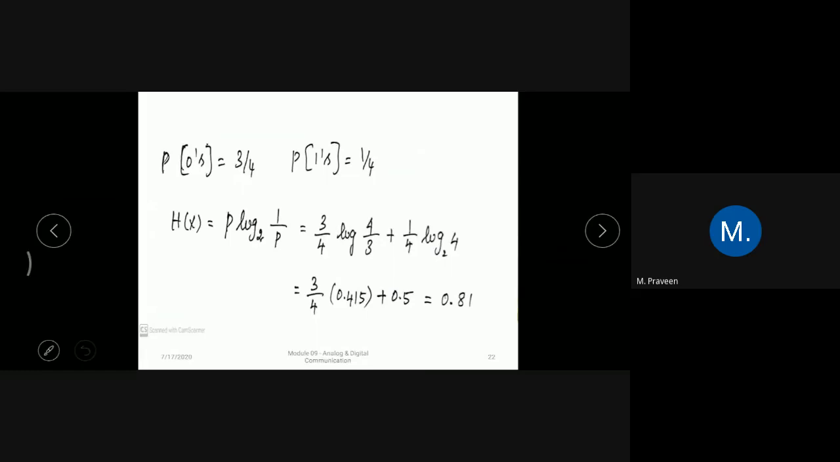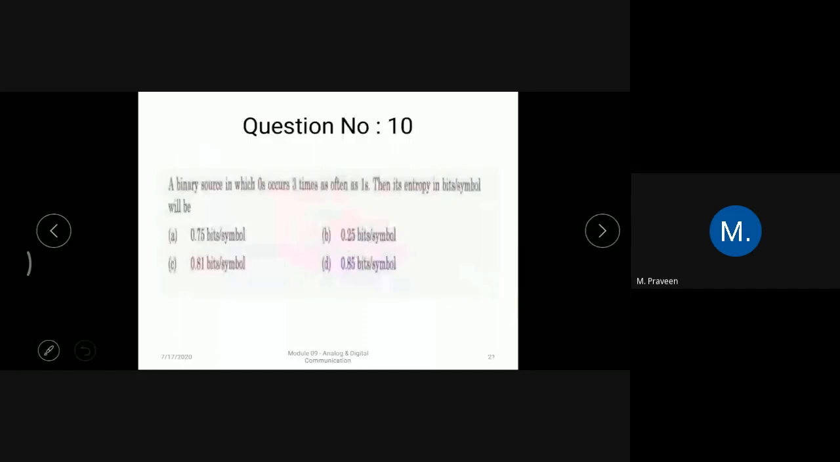Using a calculator you can find the values of log 4 by 3 and log 4, where the base is 2. I think we all know how to calculate the value if the base is 2. After calculating these values, I am getting the entropy as 0.81. So the answer is 0.81 bits per symbol. They gave two possible events, occurring 0 or occurring 1. Find the probability and substitute it in the entropy formula.